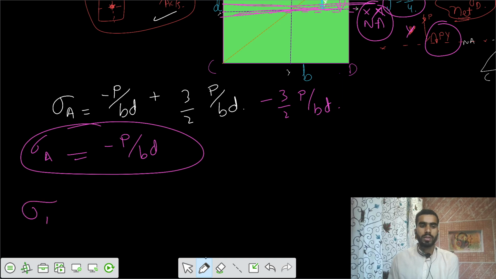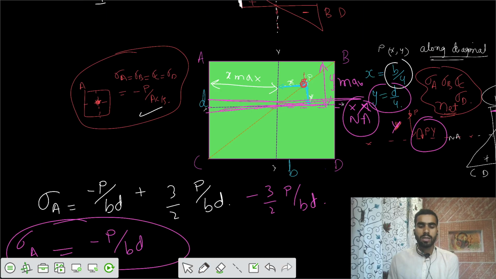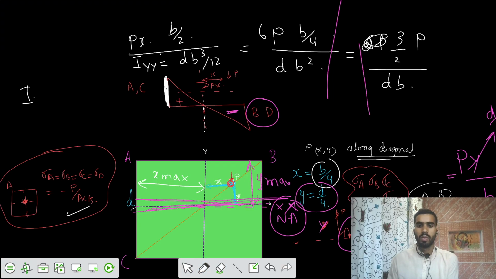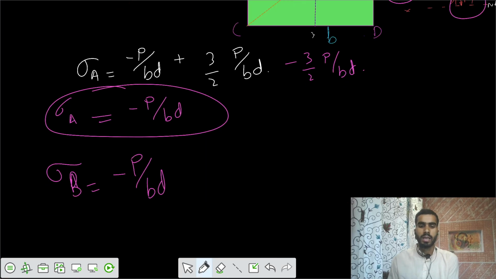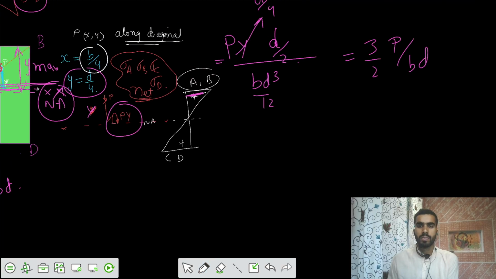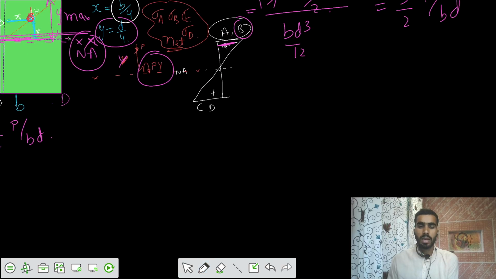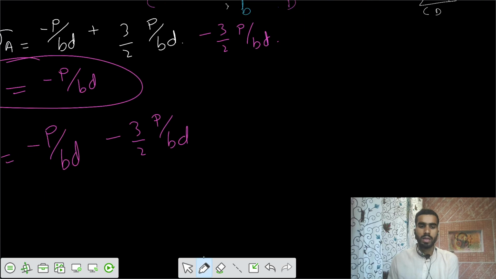Now you want to calculate stresses at point B. Initially the P by bd is the same for all the corners A, B, C, D. Now what is the stress at B because of this moment? At B we have tensile and compressive, so minus 3 by 2 of P by bd. And for the third case, stress at B is also compressive, minus 3 by 2 of P by bd.